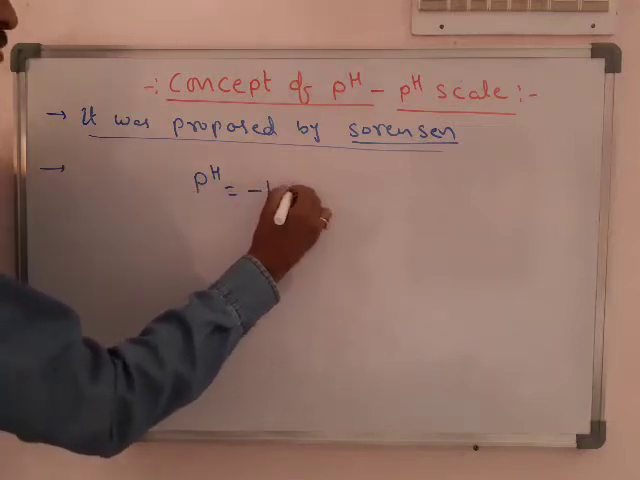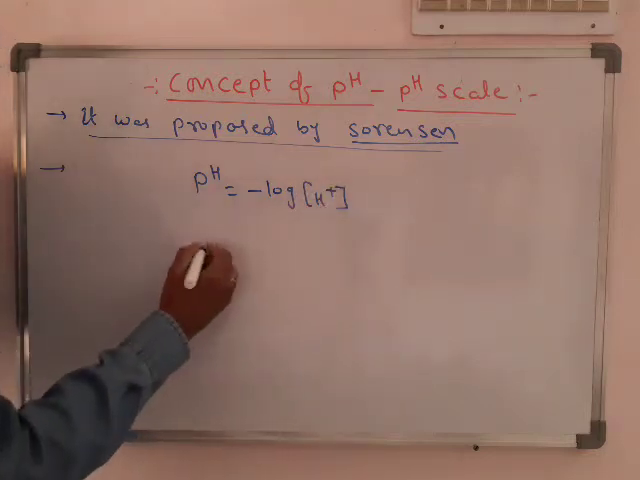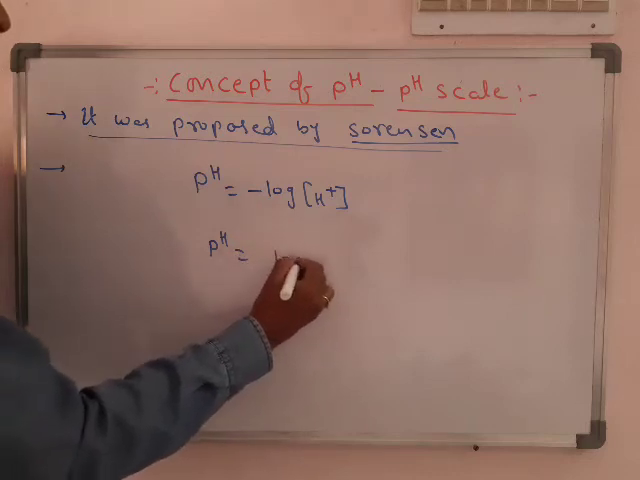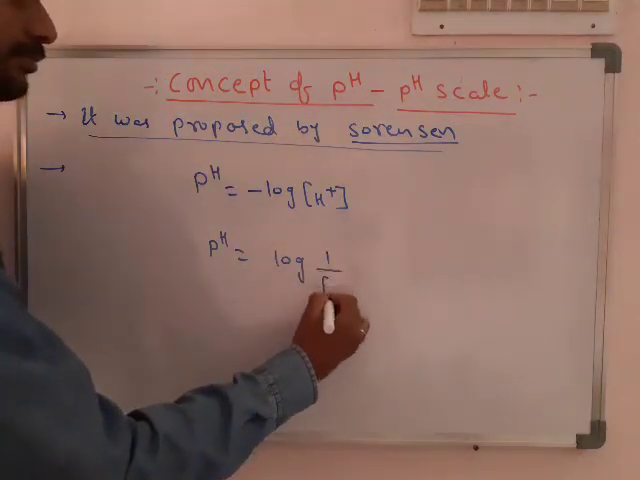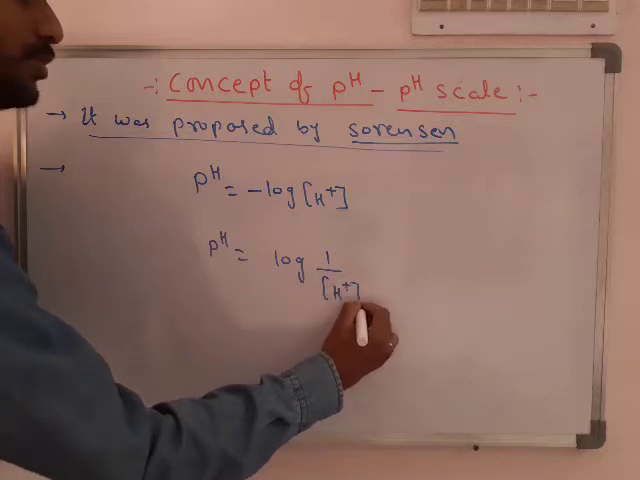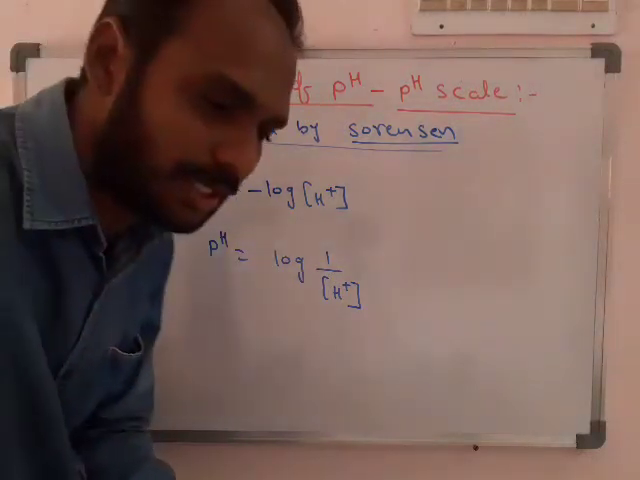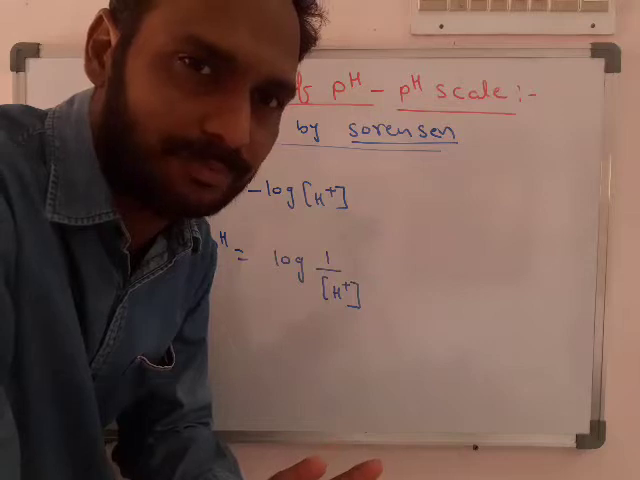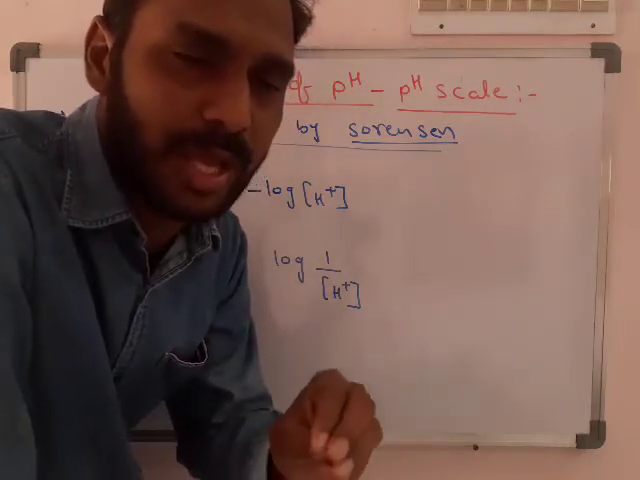So pH is equal to minus log [H+], or we can write, using the logarithm formula, pH = log of 1 by [H+]. These both formulas are useful to know the pH of a solution. This is applicable for acids and also for all solutions. The H+ is there; it is not that it is only applicable to acids.